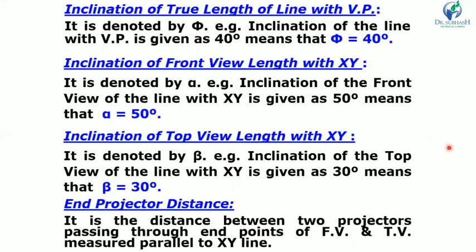And the projector distance, that means the distance between the two ends of the line. It is the distance between two projectors passing through the end points of the front view and top view, measured parallel to the XY line. So the end projector distance is always measured parallel to the XY line. The distance between the two ends of the front view and top view, parallel to the XY line, is called the end projector distance.